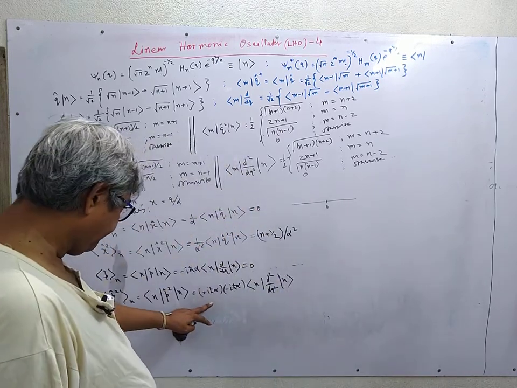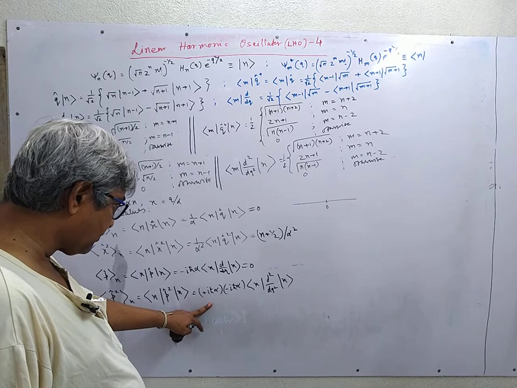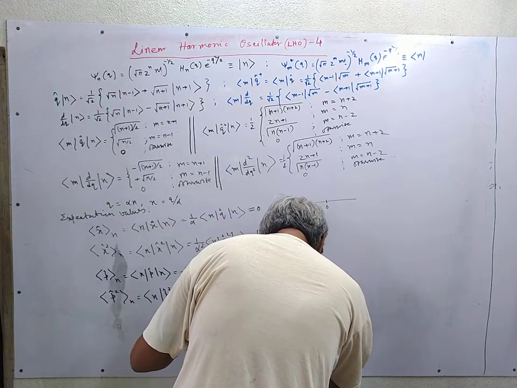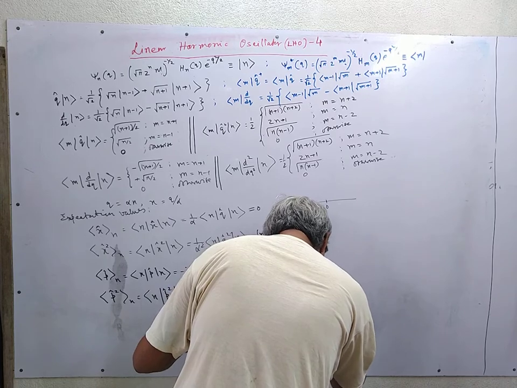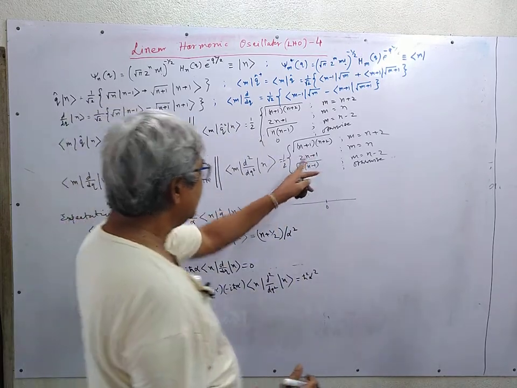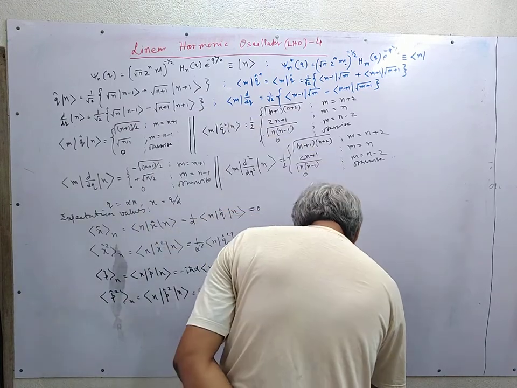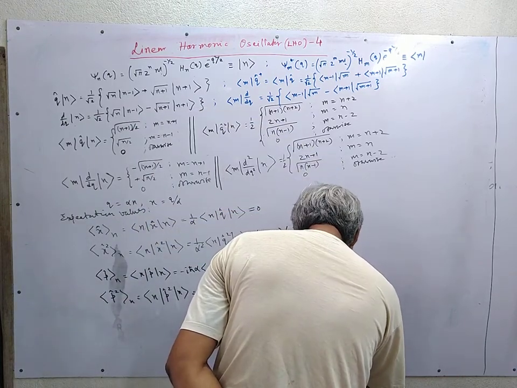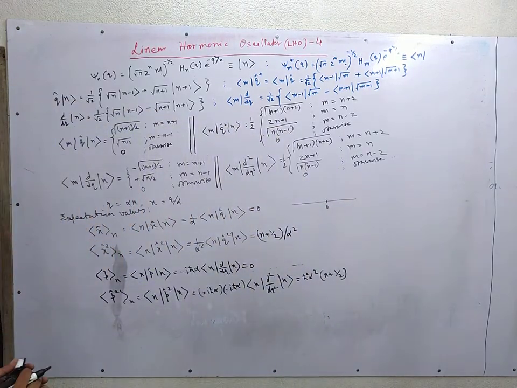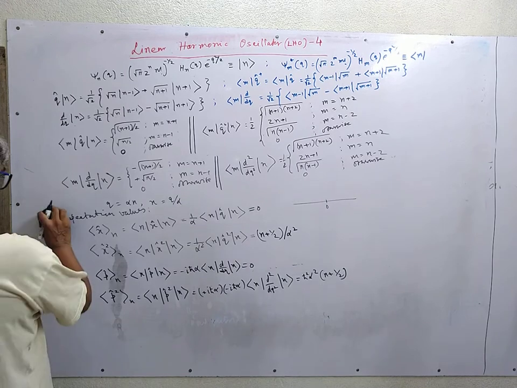This is h cross square alpha square. This is alpha square, and this part we find it that it is n plus half. So let me again summarize these things. We will write all these things.